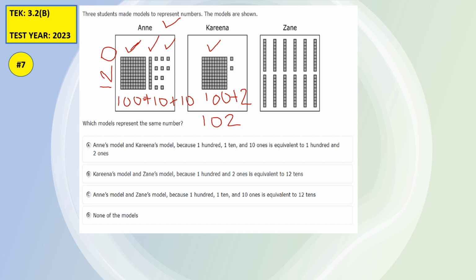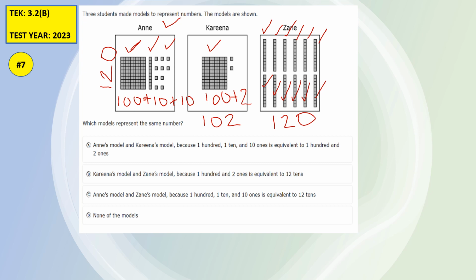Now Zane, his model is completely made up of 10 longs. That's what these things are called, 10 longs. And we can count by tens to determine how much Zane's model is worth. So the first 10 would be 10, 20, 30, 40, 50, 60, 70, 80, 90, 100, 110, 120. So that means that Anne and Zane's model are equivalent, are equal.